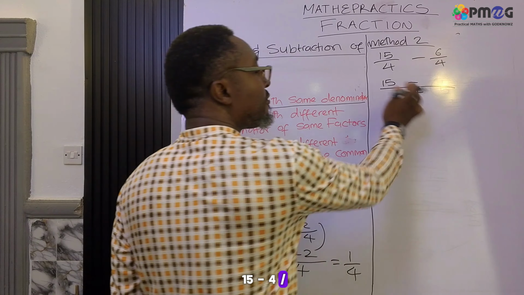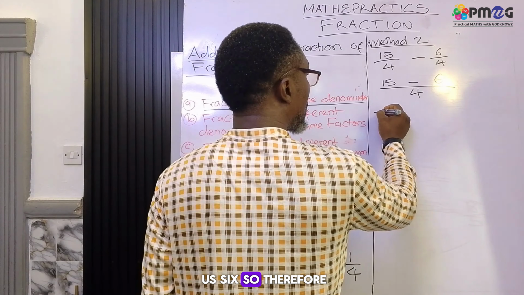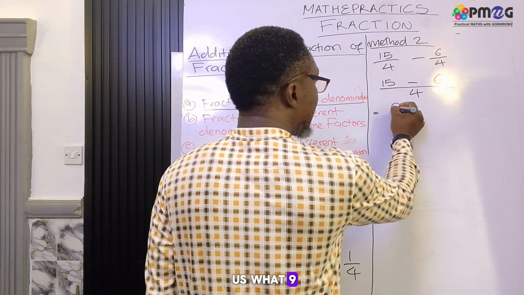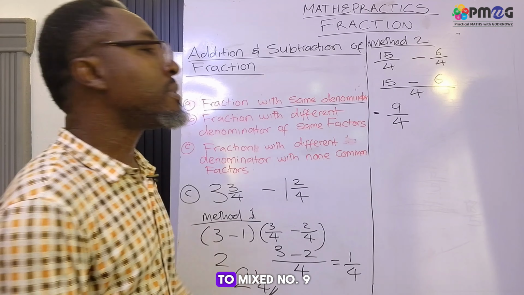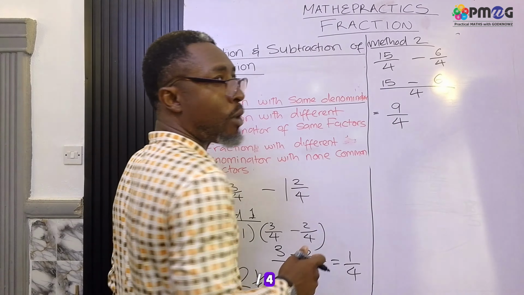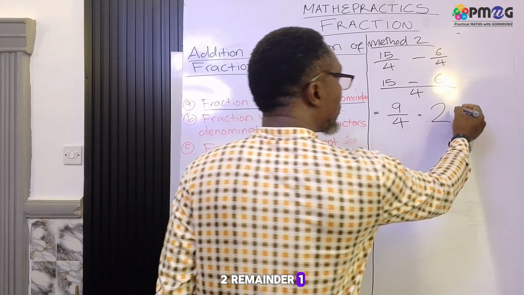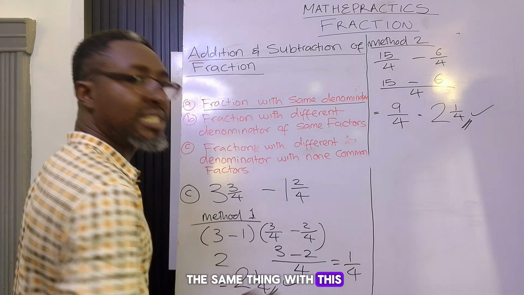Minus 4 divided by 4 gives us 1. 1 times 6 gives us 6. So 15 minus 6 gives us 9. 9 over 4. This is an improper fraction, so let's convert it to a mixed number. 9 divided by 4. How many 4s will you get in 9? 2, remainder 1. 1 over 4. You can see this is the same thing as the first method.